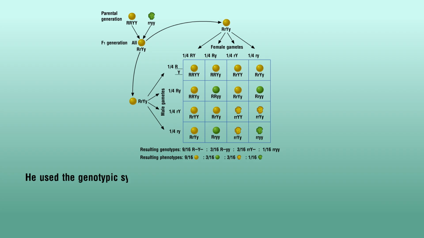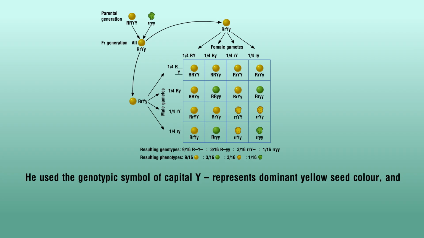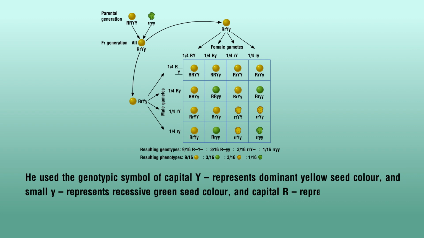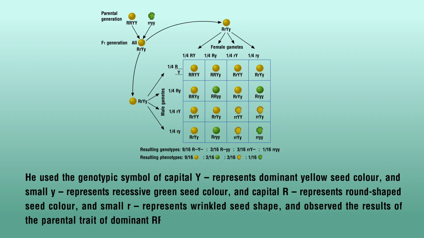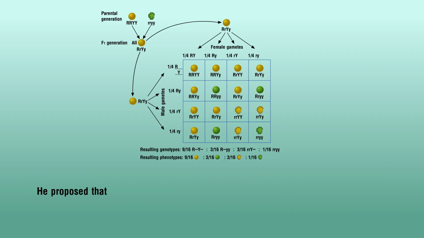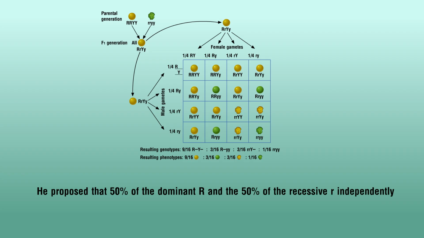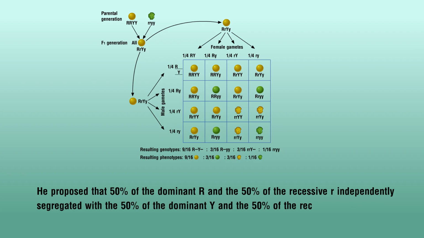He used the genotypic symbol of capital Y, which represents dominant yellow seed color, and small y represents recessive green seed color, and capital R represents round seed shape, and small r represents wrinkled seed shape, and observed the results of the parental trait of dominant RRYY and recessive rryy. He proposed that 50% of the dominant R and 50% of the recessive r independently segregated with 50% of the dominant Y and 50% of the recessive y.